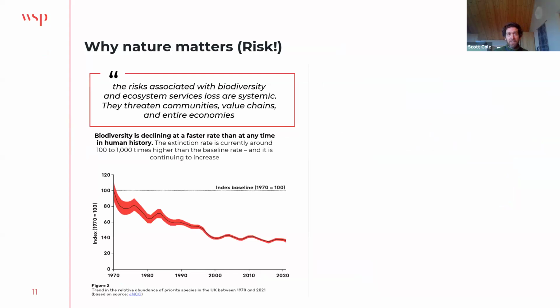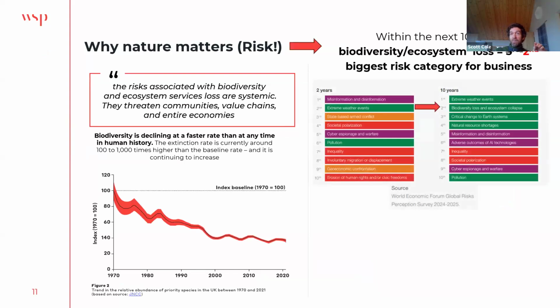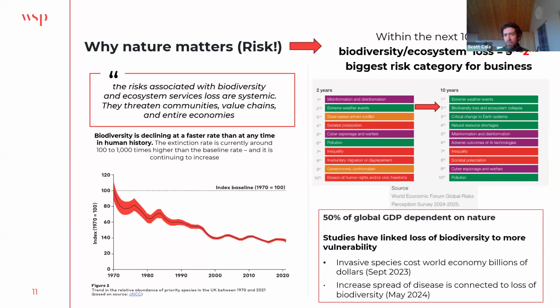I'm sure you've all seen this type of graph. We're losing species at an unprecedented rate, and this is leading to systemic risk. This has been recognized by the World Economic Forum report on global risks that comes out every year. Last year, they said biodiversity and ecosystem loss was the third biggest risk, and this year they revised that up to be the second biggest risk. And what does that mean? And what is that built on?